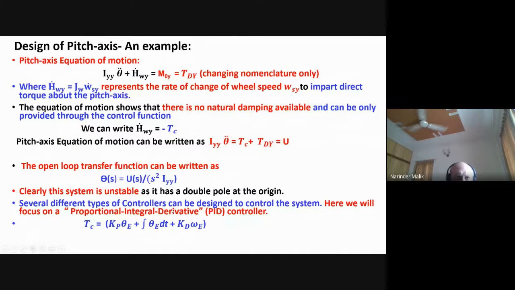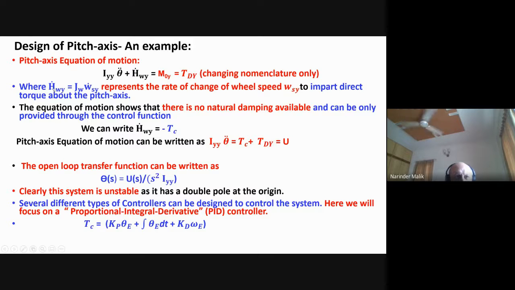Now let us take one example. The pitch axis is simple because it is decoupled, so first we'll take the pitch axis. The pitch axis equation of motion, which I said earlier, is I_y theta double dot equal to h dot wy, equal to this. Now instead of M_oy, I am writing T_dy, the disturbance torque. It's only a change of nomenclature, nothing else.